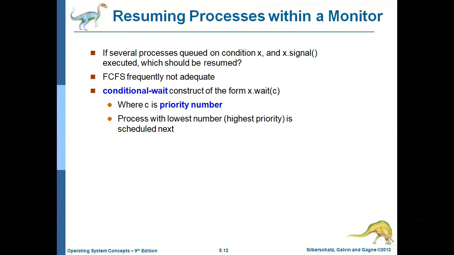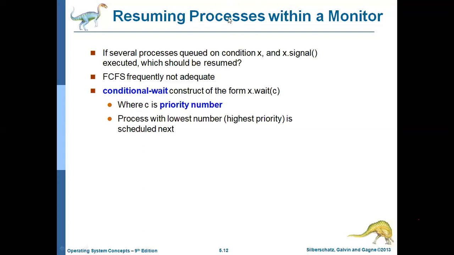So here we will go to the conditional wait construct of the form x dot wait of c, where c is a priority number. Here we do not give first come first serve. Here we give a priority number. The process with the lowest number, that is the highest priority, is scheduled next. Here the lowest number could be 0, or say 1, 2, 5, 6, 7. The one which has the lowest number, 1, will be given the highest priority. That is resuming a process within a monitor.